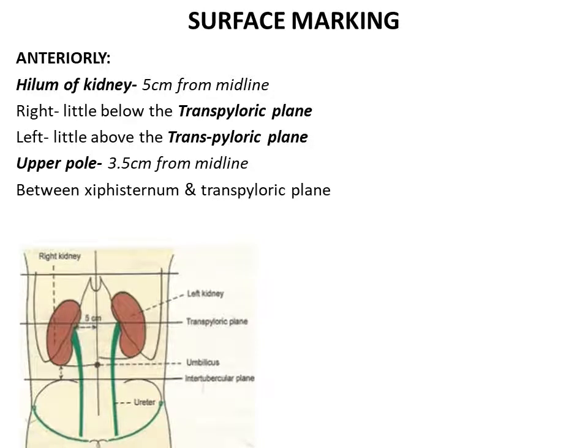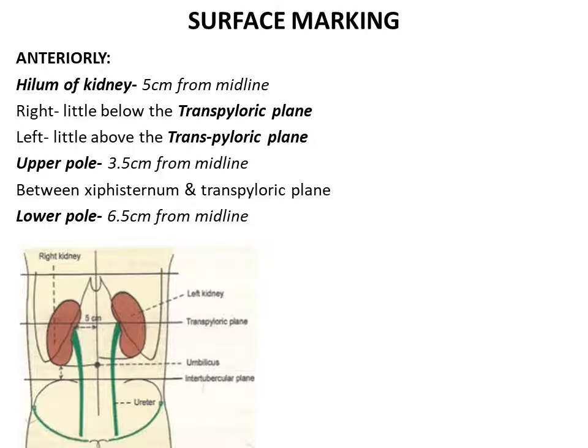The upper pole of the kidney lies roughly at the midpoint between the xiphisternum and the transpyloric plane and is marked as 3.5 cm from the midline. The lower pole lies approximately 6.5 cm from the midline. Hence, the upper pole is 3.5 cm from the midline, the hilum 5 cm and the lower pole 6.5 cm from the midline.